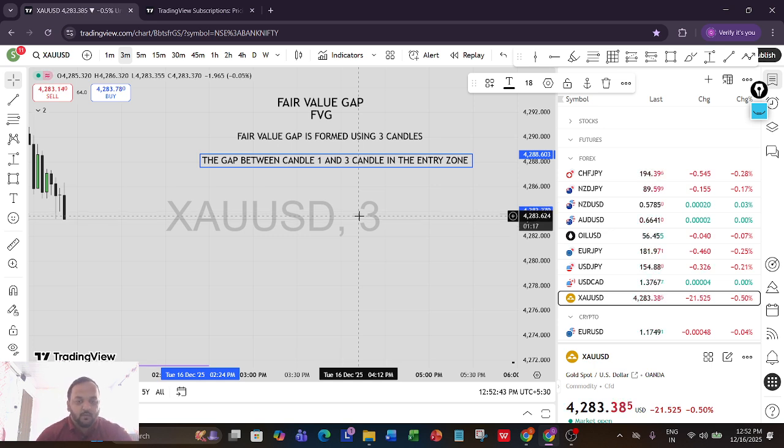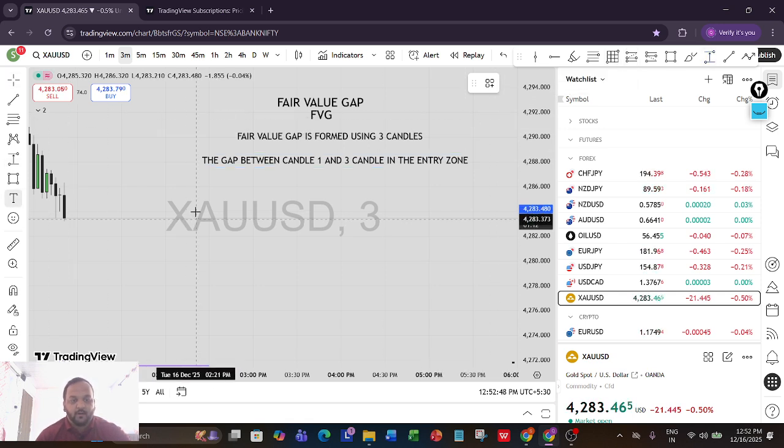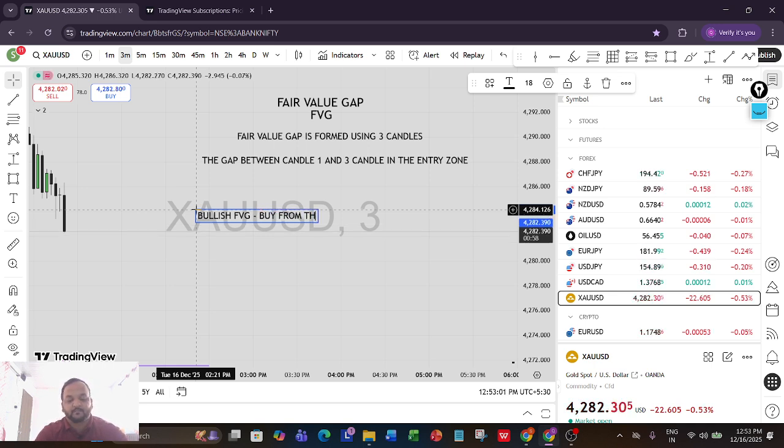So there are two types of fair value gap. I will tell you. First is bullish FVG, that is we call as fair value gap. Okay, so what we do mostly, we buy from there. And the second is bearish FVG. What we do, we sell from that gap, sell from there.